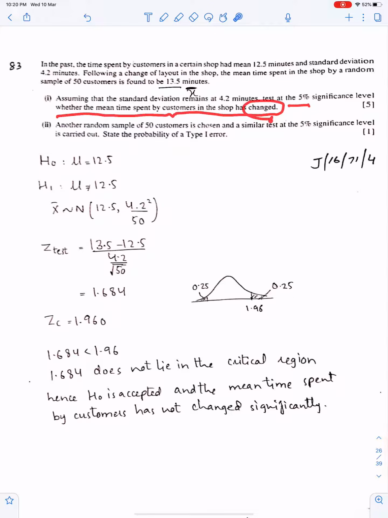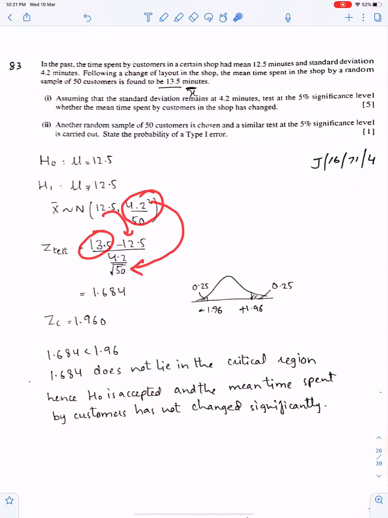So two-tailed test. 5% meaning 1.96 at both sides. This is plus, this is minus. And this is 13.5 test value, 12.5 here, and the square root of this here. Since this number does not lie in critical region, so accept H naught and state that mu has not changed.